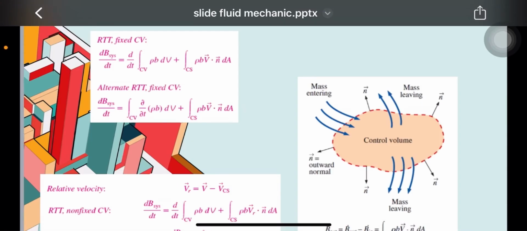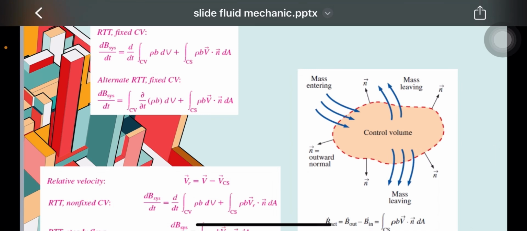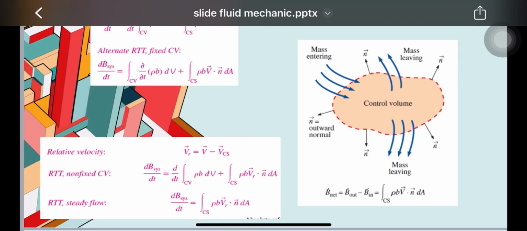Okay, the next page, RTT with a fixed control volume, CV. We assume that the control volume is not moving relative to the fluid flow. This is also known as the Eulerian perspective in fluid mechanics. The key difference in this context is that we are considering a control volume that remains stationary while the fluid flows through it, and we analyze the quantities within this fixed volume as the fluid passes in and out.